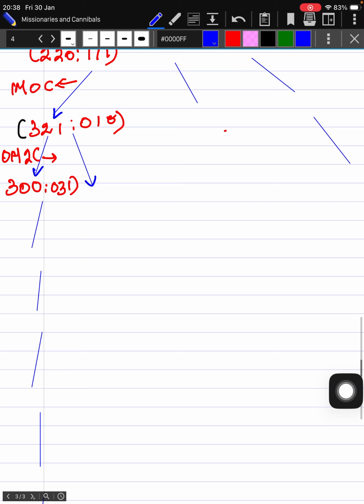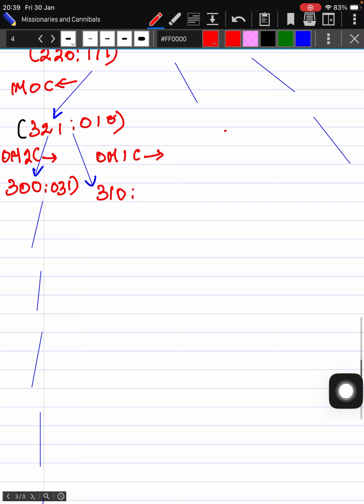The next condition can be 0 missionary and 1 cannibal from left to right. Okay, 0 missionary and 1 cannibal from left to right means there are 3 missionaries on the left side. So that 3 will be maintained here. 1 cannibal goes to the right side. So 2 minus 1 is 1. And the boat is also not there.